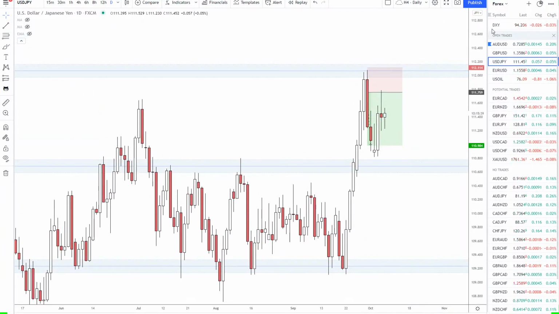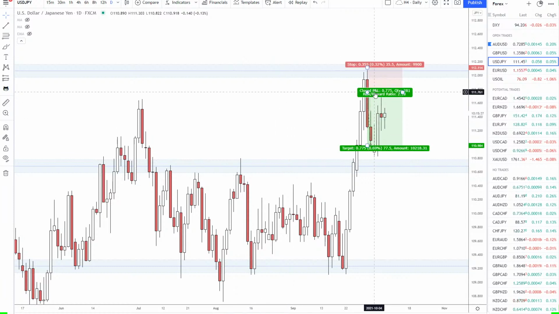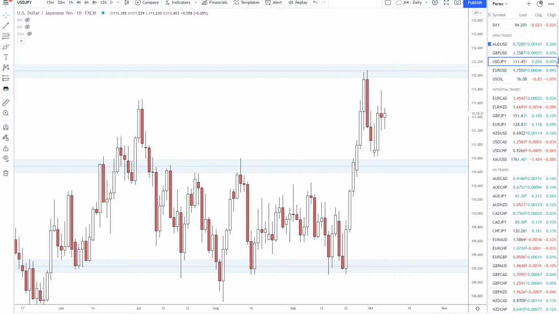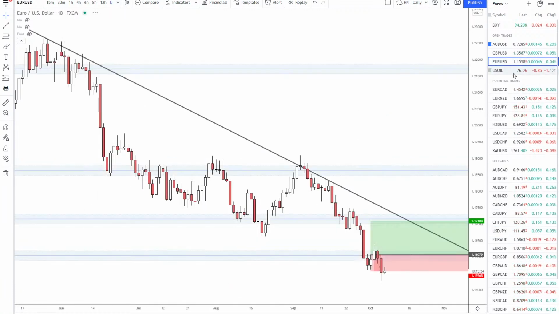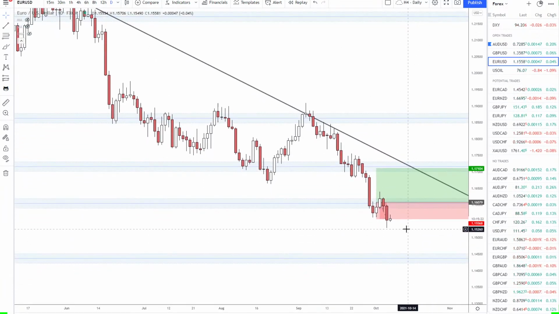USD JPY, for those of you who entered short on this one, you've made profit. There's not really much else to say about this one. It's definitely hit your target, and if it hasn't, then you probably held on way too long.